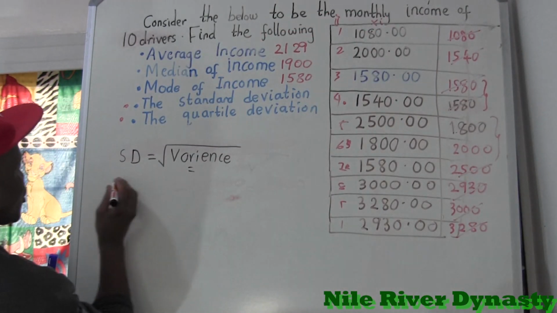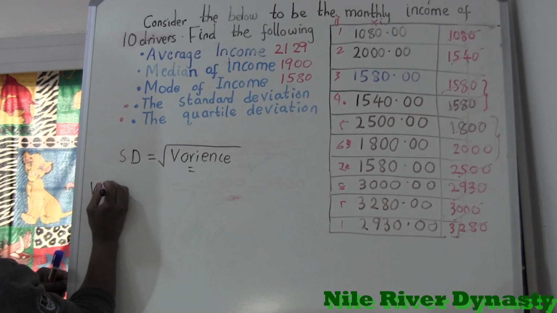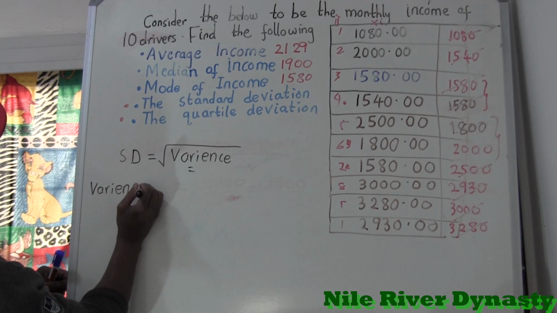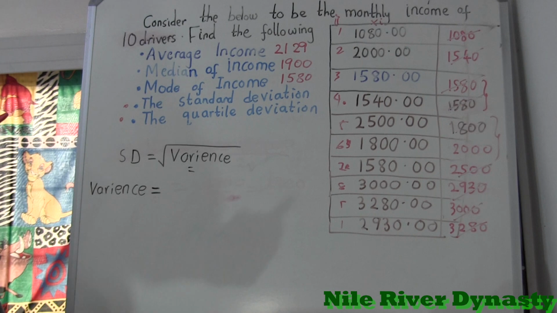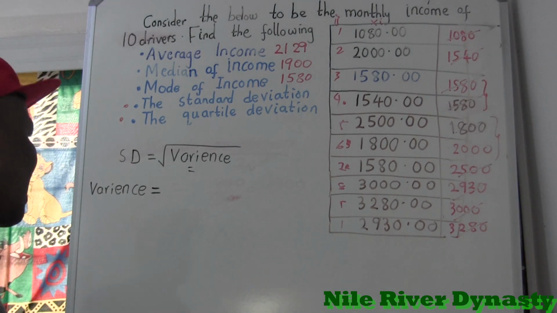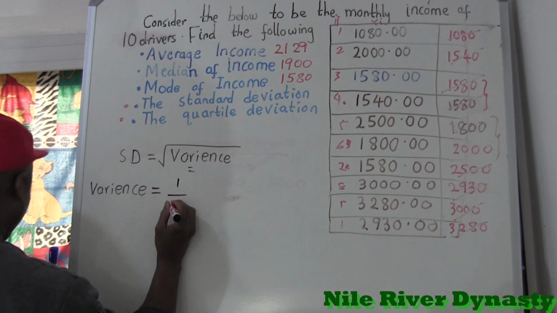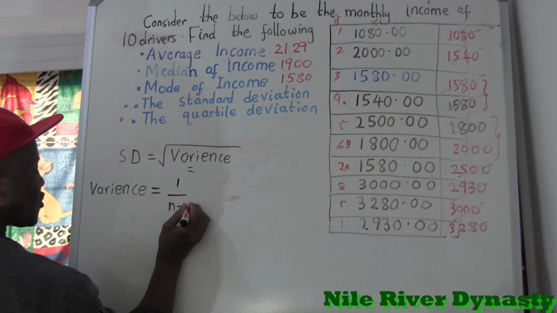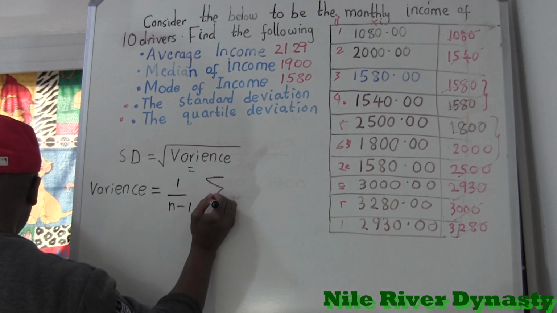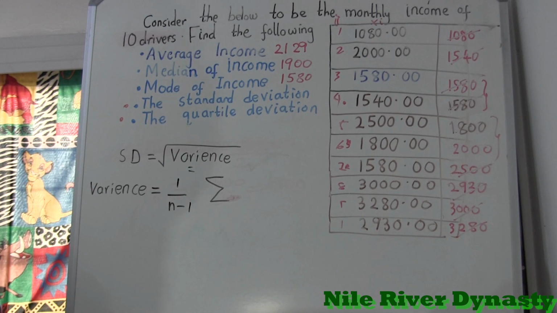So I'm going to say my standard deviation. Let me get my variance. But like I said, I'm going to show you how to do all this without a calculator, so you don't have to waste a lot of time. How am I going to get variance? We get variance by using the following formula: 1 over n minus 1, and then we sum all these data.